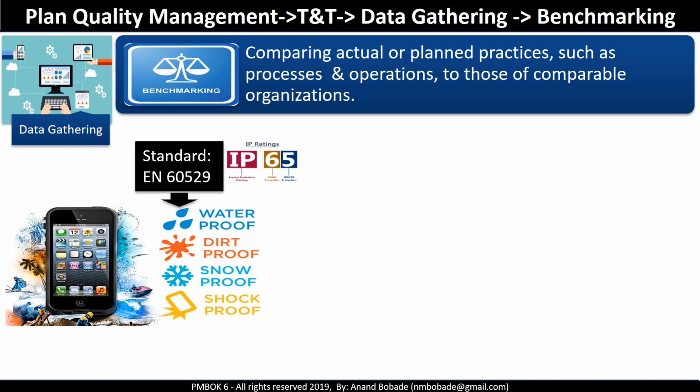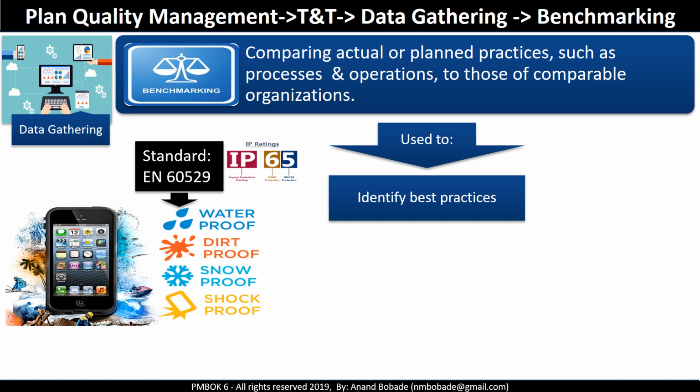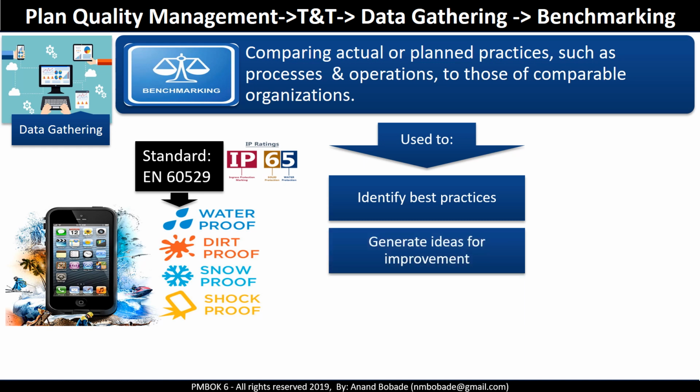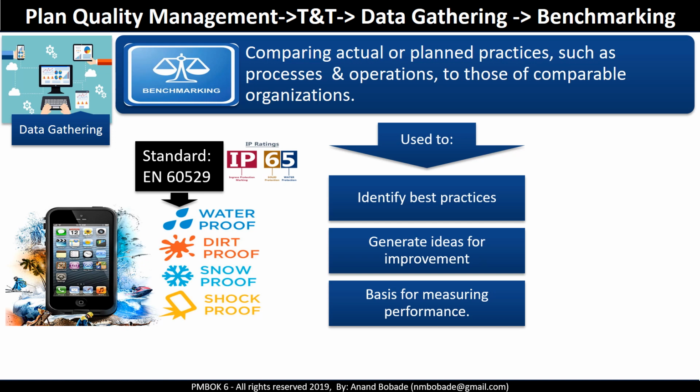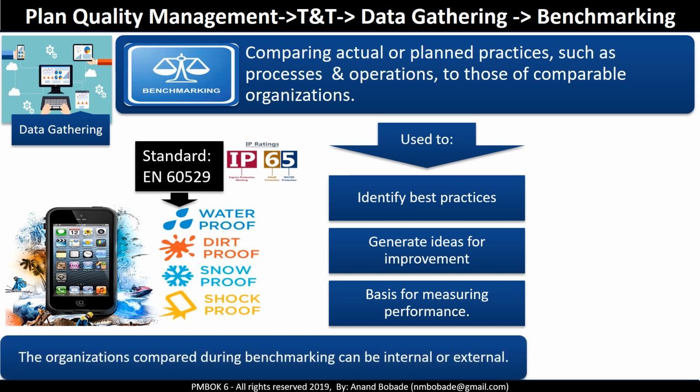Let's take an example. If you are manufacturing a new phone and expect it to be compatible with IP65, a standard that defines how strong your mobile is, like shockproof, waterproof, etc., then you will simply include this requirement in quality requirements. You don't need to worry about providing detailed requirements. Benchmarking helps to identify best practices, generate ideas for improvements, and provide a basis for measuring performance. The organization or standard compared during the benchmarking can be internal or external.